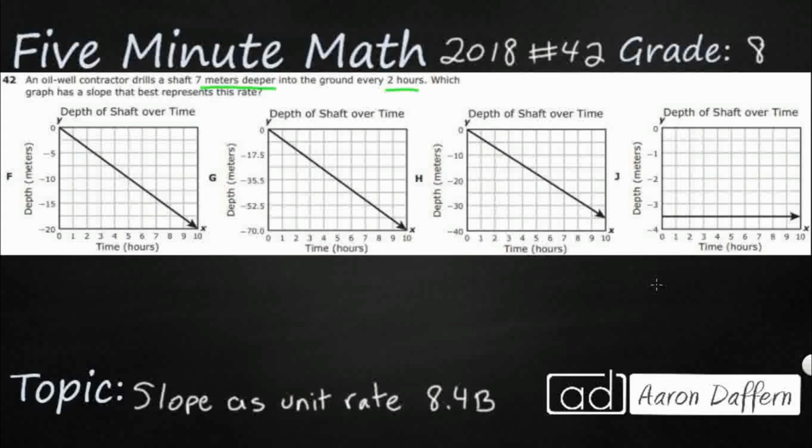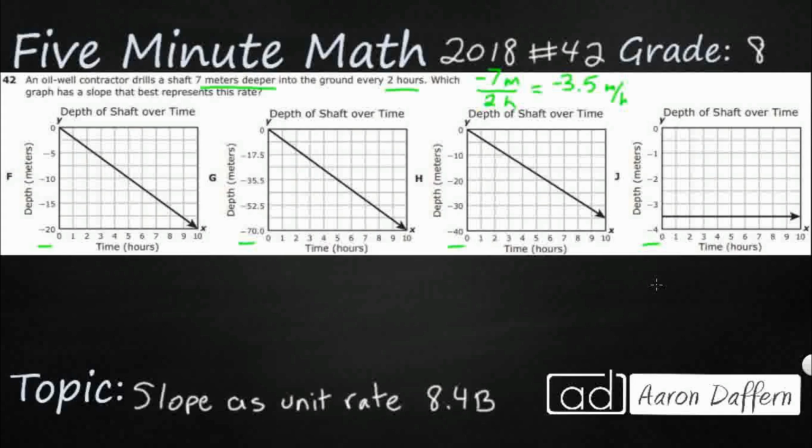Well, let me see. 7 meters deeper, you notice it's negative. All of our y-axes are going to be in the negative because we're drilling down. So they give us this rate of negative 7 meters over every 2 hours. And if we wanted to turn that into a decimal, we could say that's negative 3.5 meters per hour. So drilling down, negative 3.5 meters per hour.